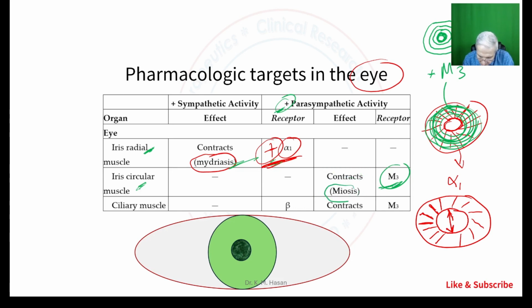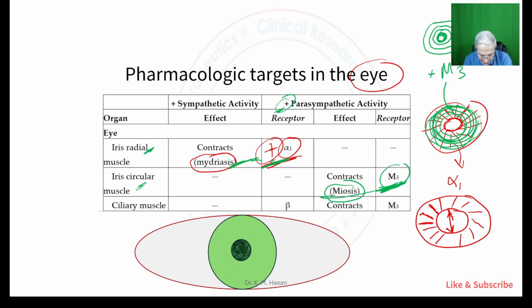So we need to remember which of these receptors, if you activate it, lead to the meiosis: muscarinic receptor. Which of these receptors cause mydriasis: alpha 1 receptor. Activation of alpha 1 receptor leads to the mydriasis. However, activation of muscarinic receptor leads to the meiosis.